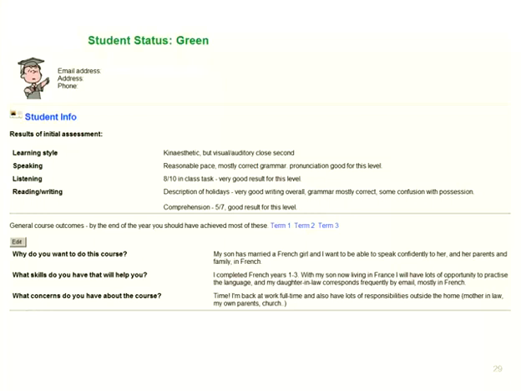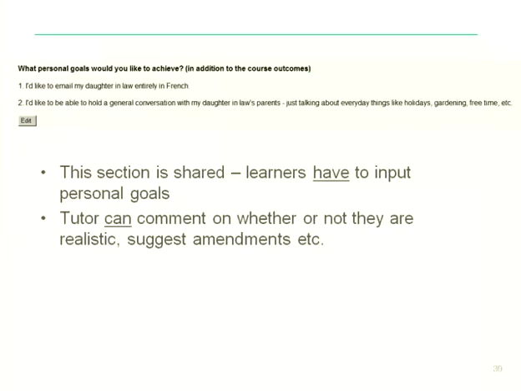Tutor-only box, learner-only box. Then there's a shared text box. And we've put a question in there that forces learners to input their personal goals. So what personal goals would you like to achieve in addition to the course outcomes? Again, they can refer back to the course outcomes. If they want to achieve something that isn't there, then they put it in.